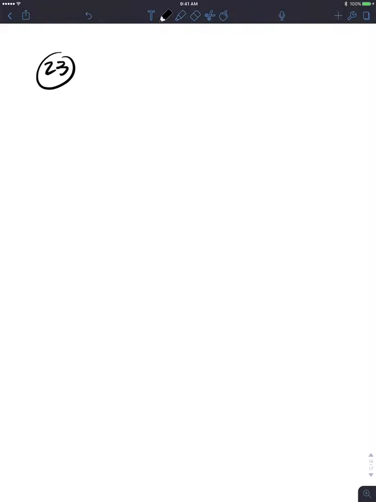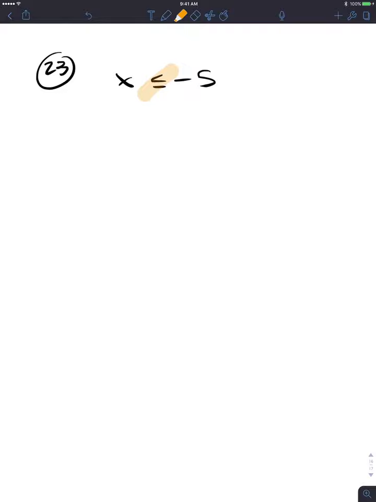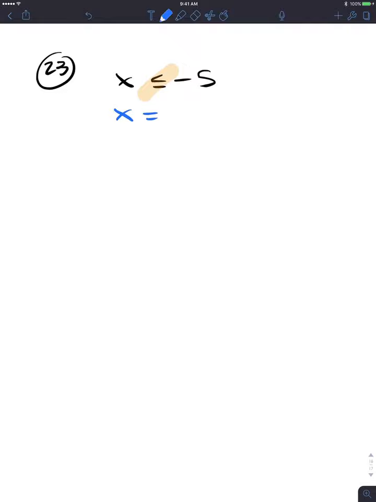23. X is less than or equal to -5. We have, in this case, a solid line because that's less than or equal. But again, we first start by graphing the equality.